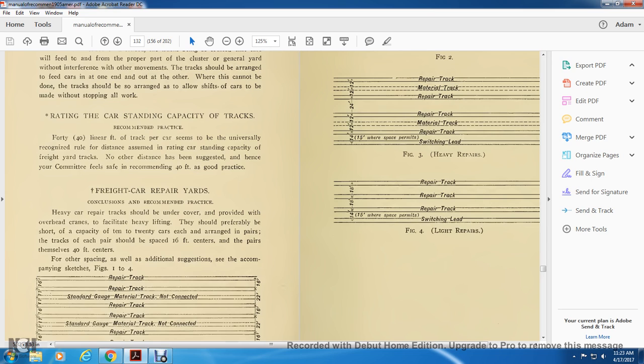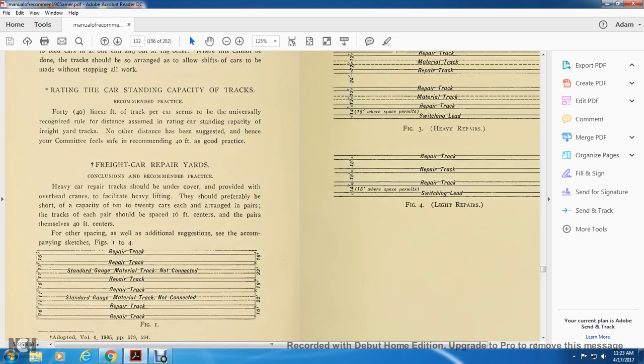Freight car repairs. Conclusion and recommended practice. For heavy car repairs, the repair tracks should be under cover and provided with overhead cranes to facilitate the heavy lifting. They should preferably be short, with a capacity of 10 to 20 cars each, arranged from the repair track. Each repair track should be spaced 16 feet, but the center repair tracks themselves 40 feet center to center.